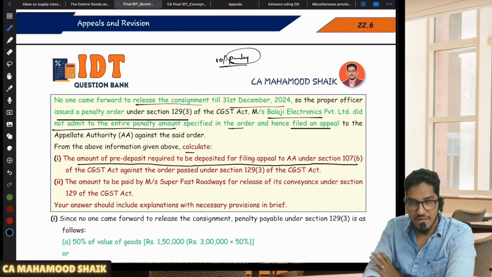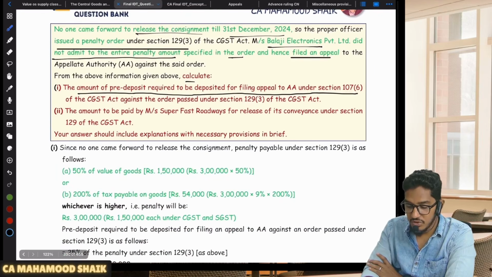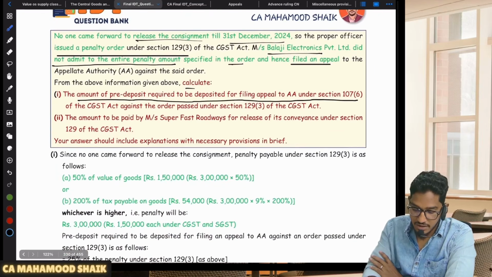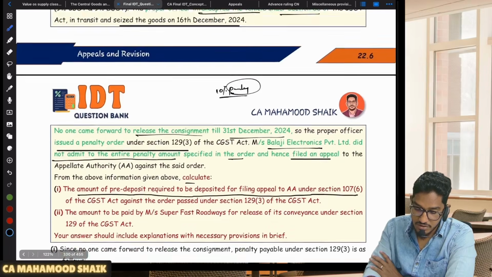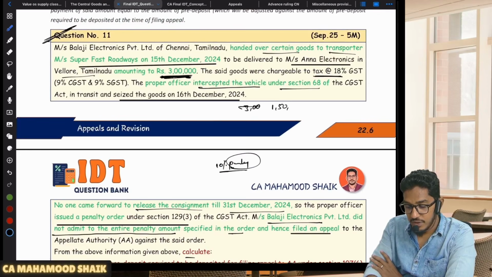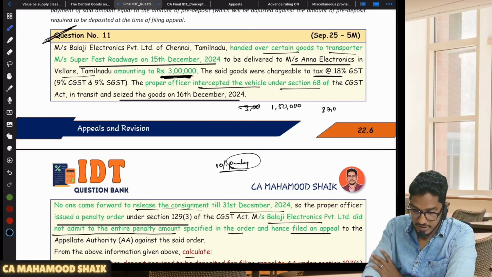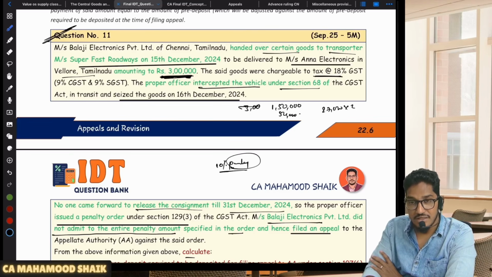So how to calculate the penalty? 129.3 we have seen. If the owner does not come forward, what is the amount of penalty? 50% of the value of the goods. What is 50% of the value of the goods? Value of the goods is 3 lakh rupees here. 3 lakhs into 50%, which will come to 1,50,000. And 200% of the tax payable. So 3 lakh rupees into 9% if you take, how much it is? 27,000. 27,000 into 2, how much? 54,000. Whichever is higher.